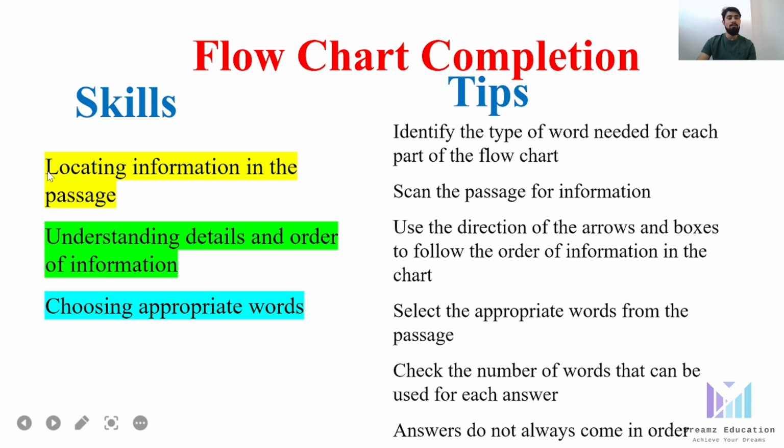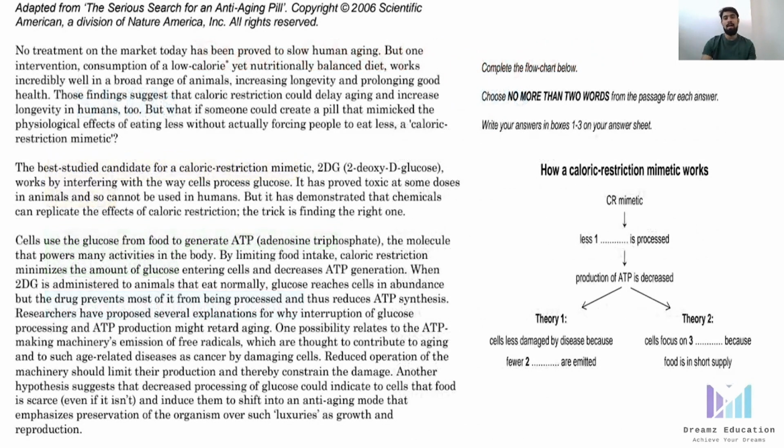The first thing that we have to do is locate information in the passage. In the previous videos, I have discussed the methods, correct? The scanning method, the skimming method, or the intensive reading method. The best method to go with for this type of question is the scanning method, because a few steps are already given and only a few steps are kept blank, which we have to find out. Got it, right? Okay, first things first.